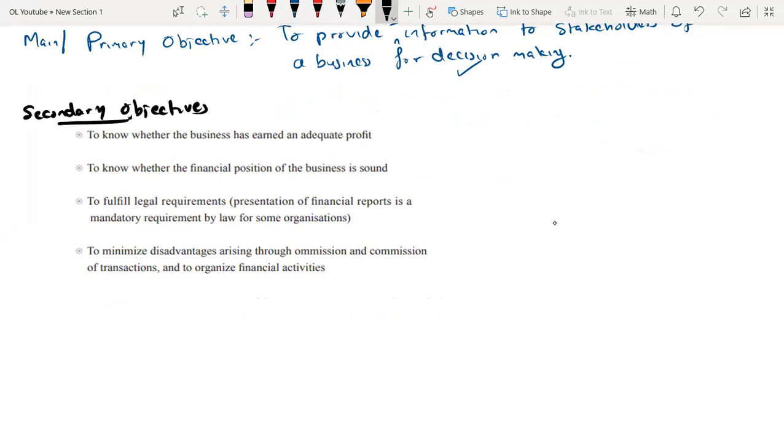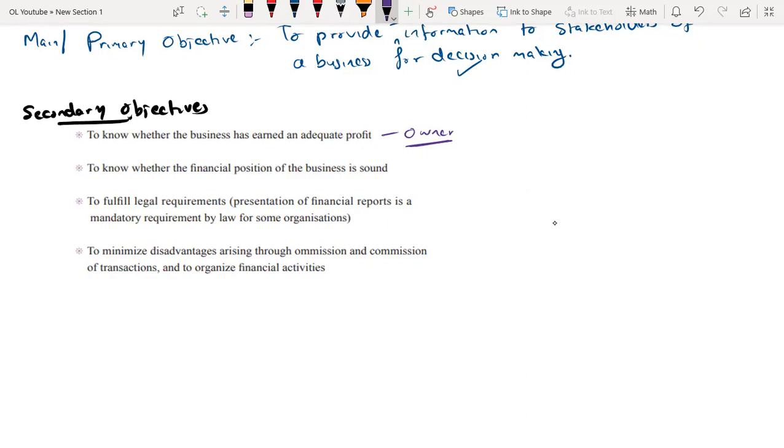Why do we need to do accounting? The secondary objectives of accounting are to know whether the business has earned an adequate profit. Which stakeholder will be more interested in this type of information? Yes, that will be the owner, right? Owner of the business will be interested mostly in this kind of information.